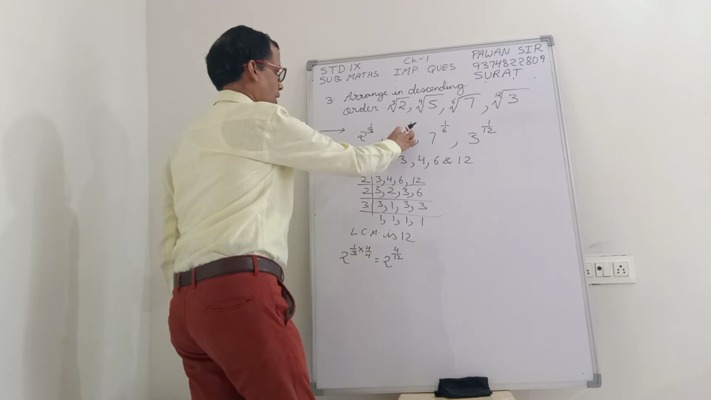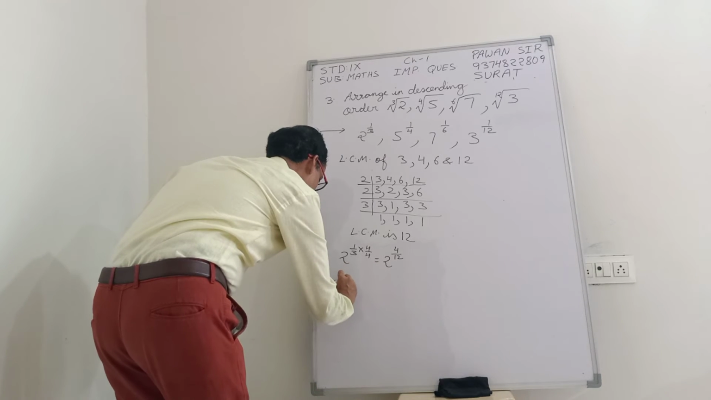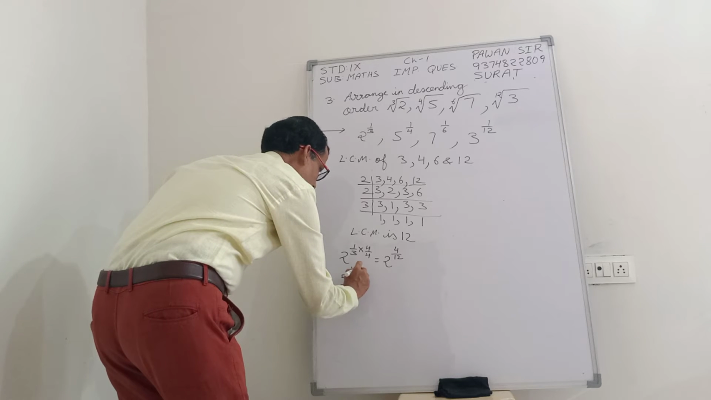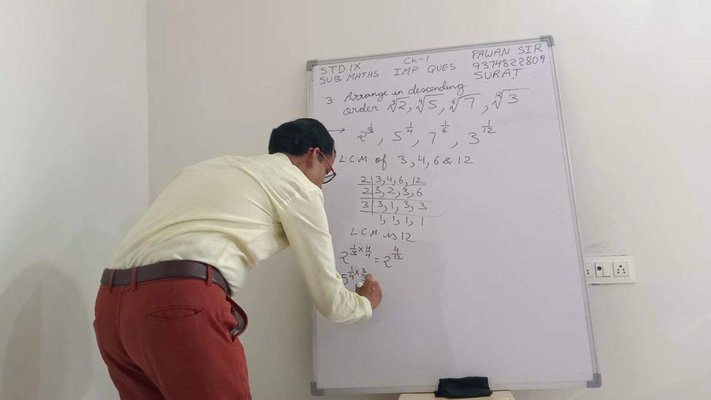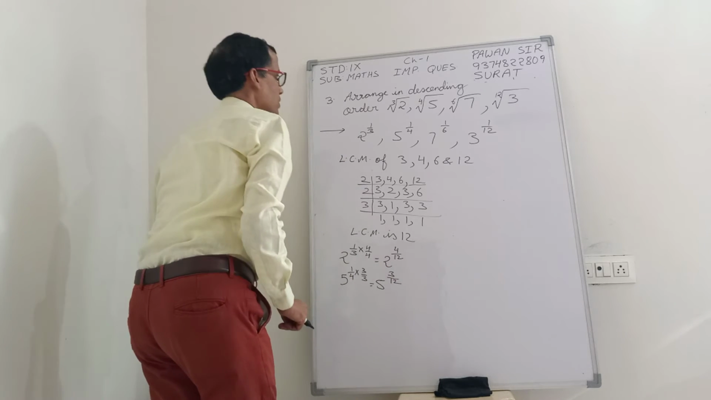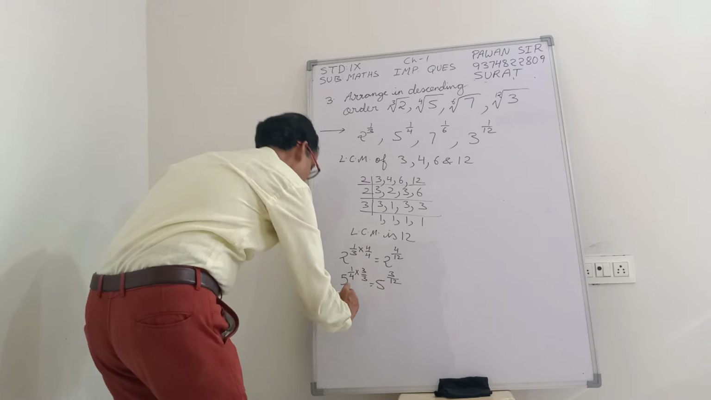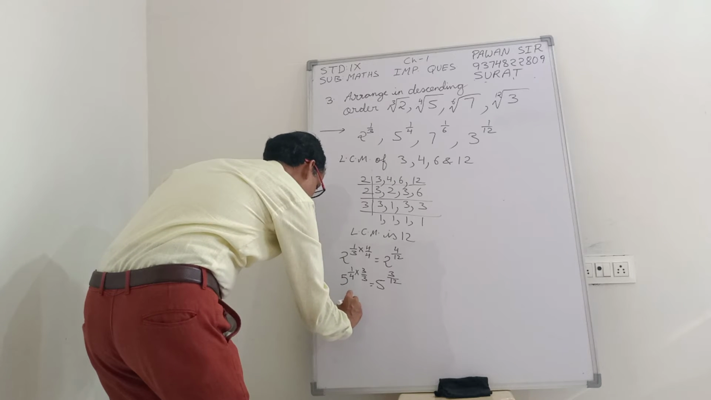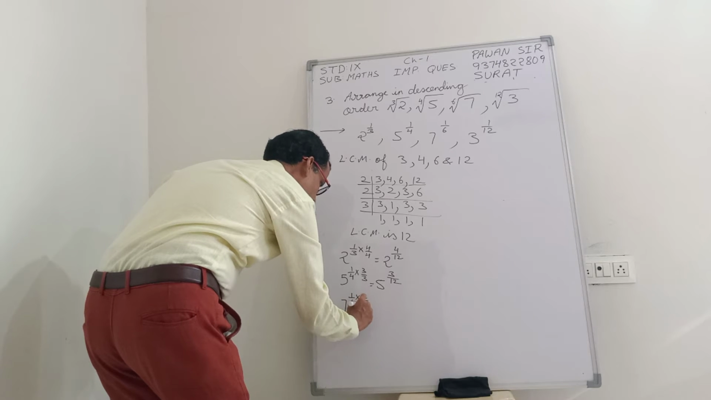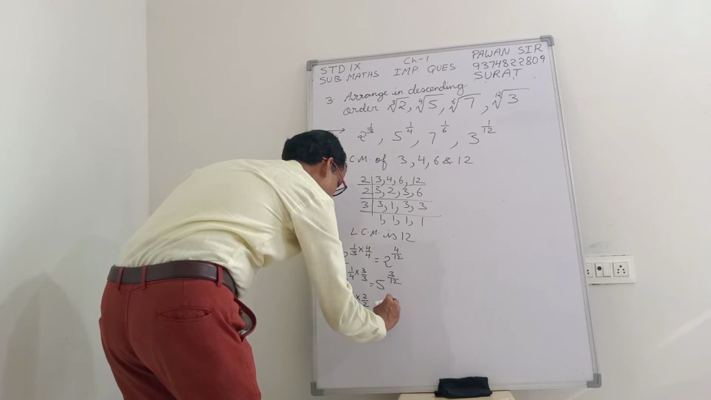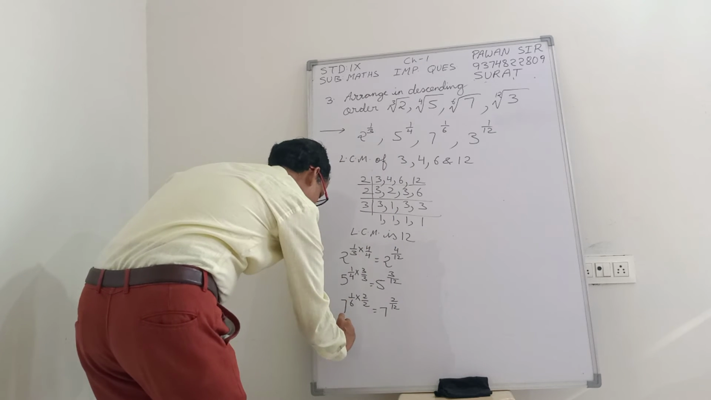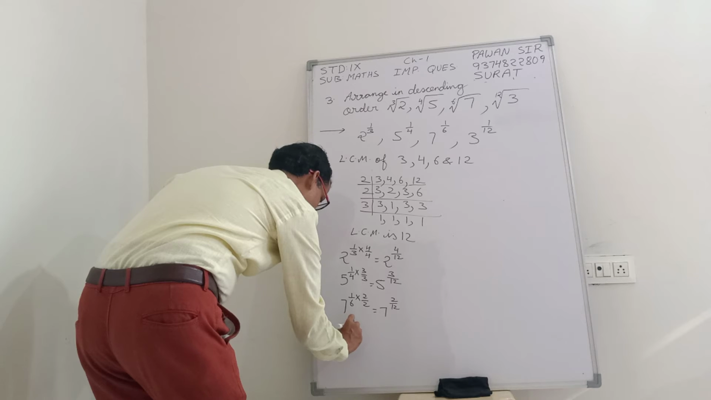Again 5 power 1 by 4. Again 4 3s are 12, so multiply by 3 by 3. So this becomes 5 power 3 by 12. Now next one, 7 power 1 by 6. 6 2s are 12, so multiply by 2 by 2. So this becomes 7 power 2 by 12. Then the last one, it is already 12, so no need to do anything.